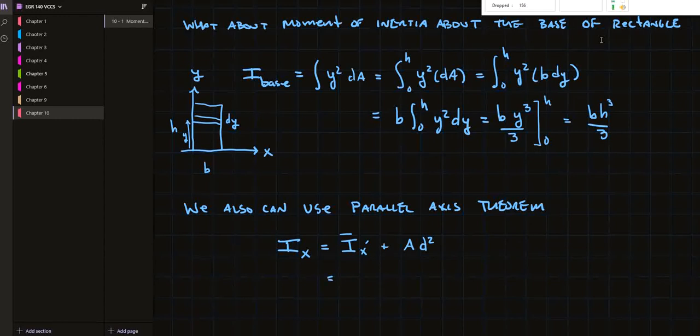So in other words, we could take bh cubed over 12, the moment of inertia about the centroid for our rectangle, and then add the area b times h of our rectangle, and then multiply that by the distance from the centroid to the new axis that we are taking our moment of inertia about here, and that distance is h over 2, and then we square that.